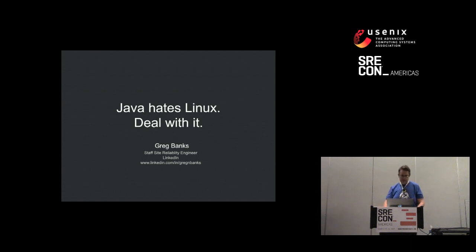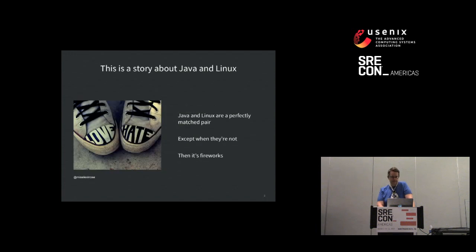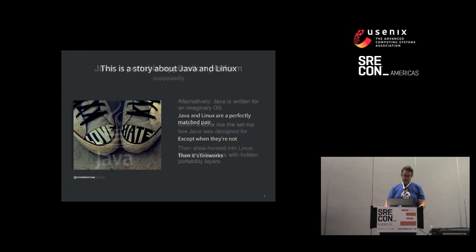Okay, so I'm going to talk to you about Java and Linux and their complicated relationship. There are two very important technologies that are kind of a matched pair. They go together a lot. We use them a lot. We have lots and lots and lots of these instances running at LinkedIn. And most of the time they're just fine. They're all good, except when they're not. And then everything is a bit of a firework.